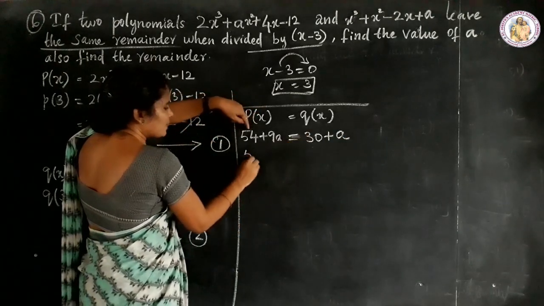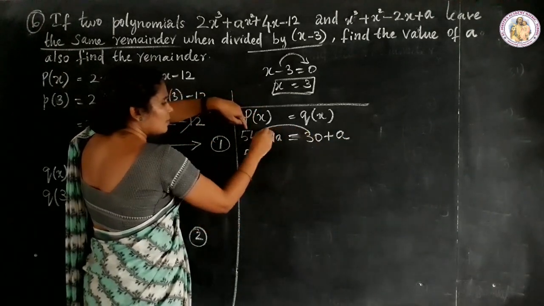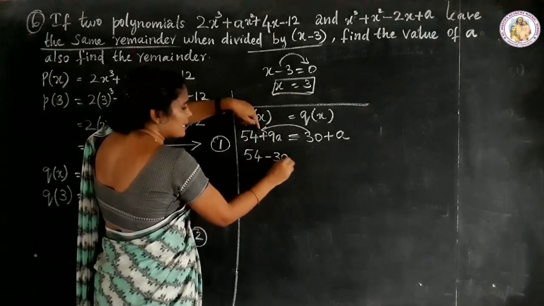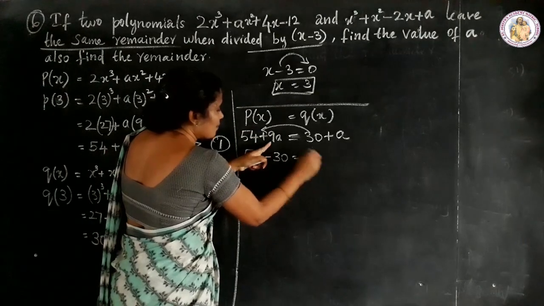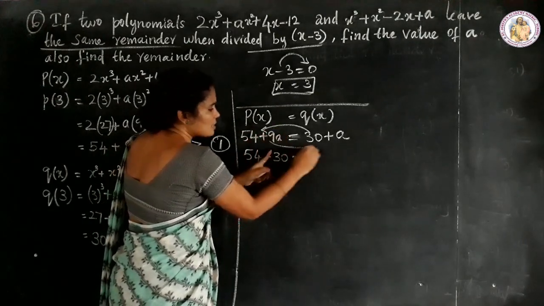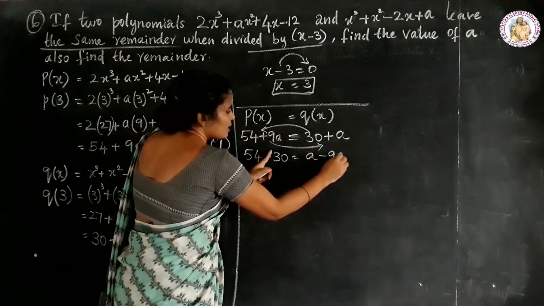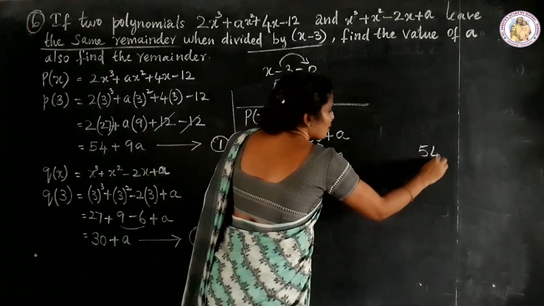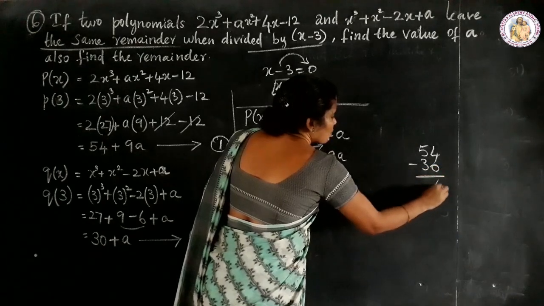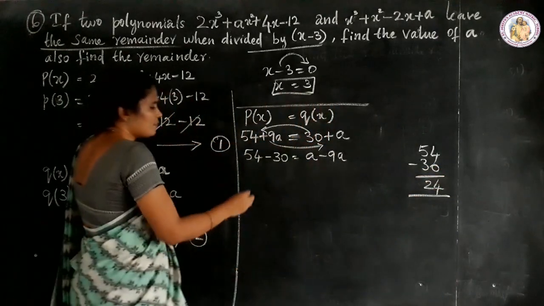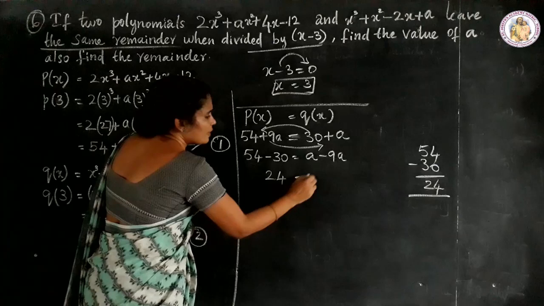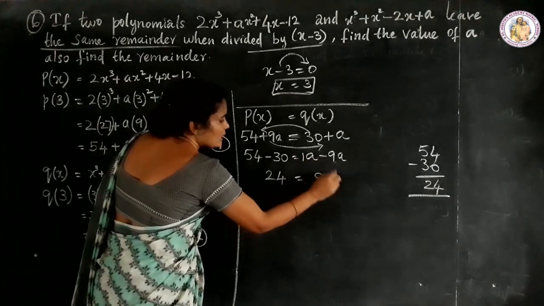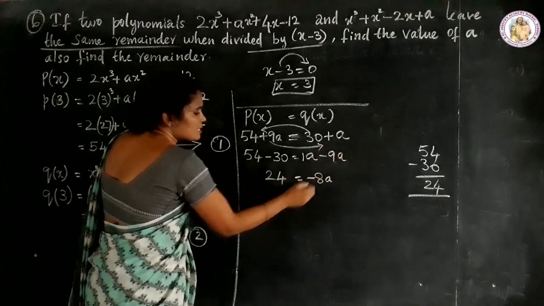Now take plus 30 to the left side. So plus 30 will become minus 30, and 54 minus 30 is 24. And plus 9a, while it goes to the right side, it becomes minus 9a. So 24 is equal to 1a minus 9a, that is 8a. Here 9 is greater, so minus 8a.